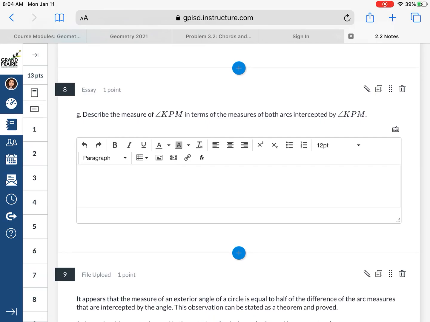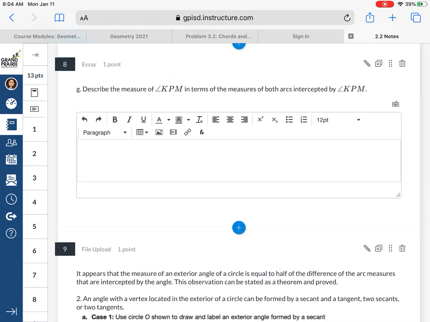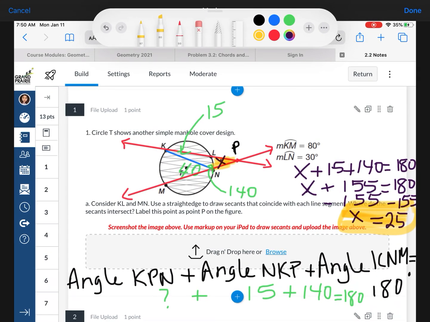Number 8 says, describe the measure of angle KPM in terms of the measures of both arcs intercepted by KPM. So is there a rule? Basically, they're saying, can you come up with a rule so that we don't have to go through all of these steps to find the measure of that exterior angle? Is there something that we can come up with that will be easier to work with?